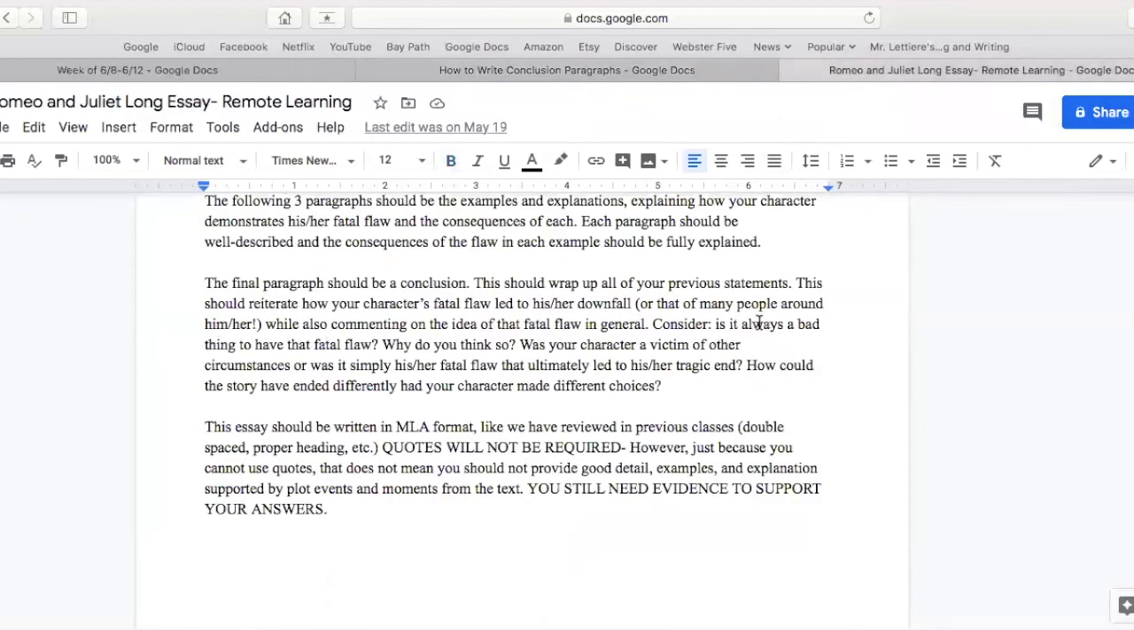So you're talking about considering, is it always a bad thing to have this fatal flaw. Why do you think so? Was your character a victim of other circumstances, or was it simply his or her fatal flaw that ultimately led to his or her tragic end? Could the story have ended differently had your character made different choices?